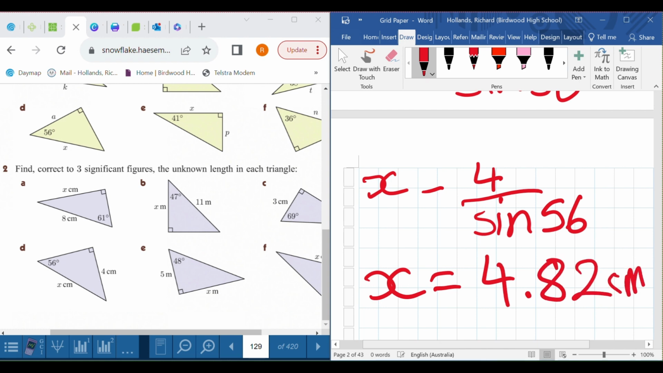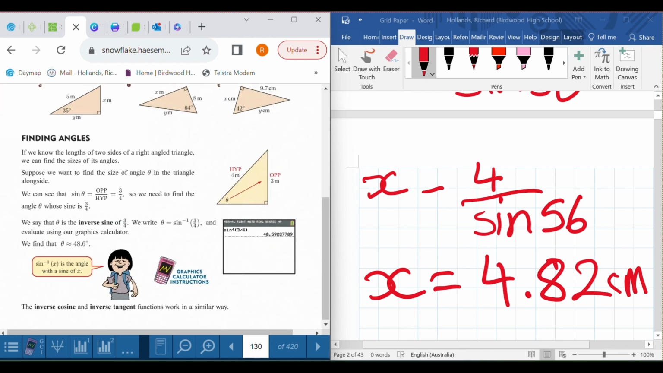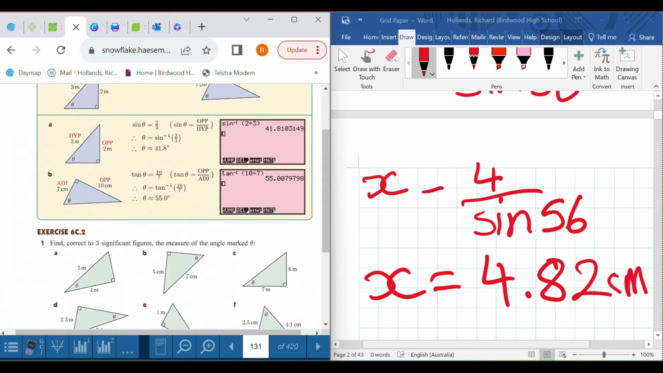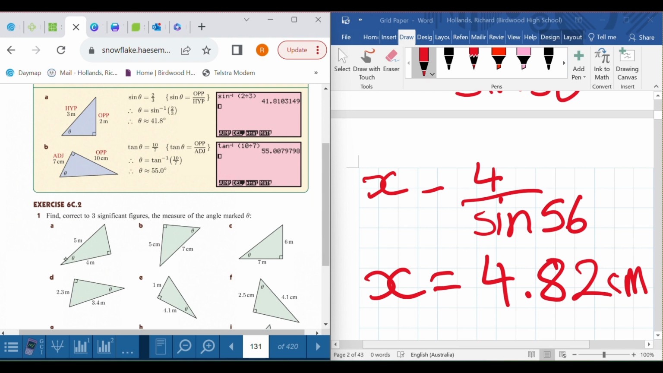Perfect. And that is all we went through in today's lesson. Tomorrow we'll be going about finding those angles, and hopefully we can get our heads around that.